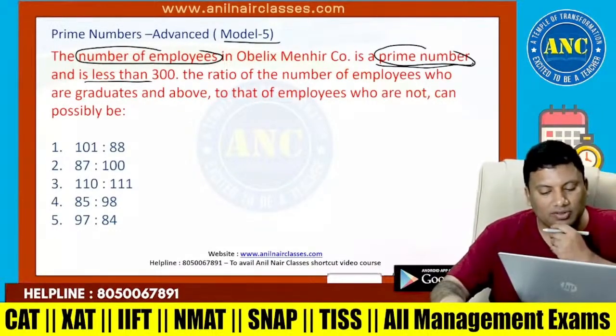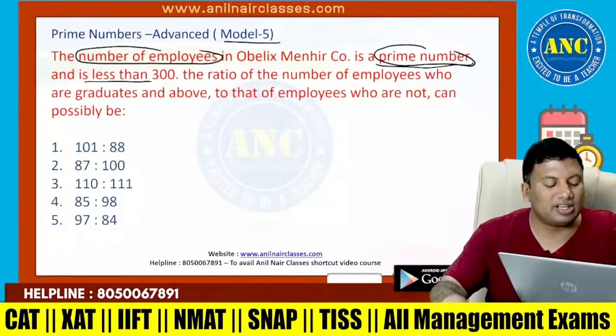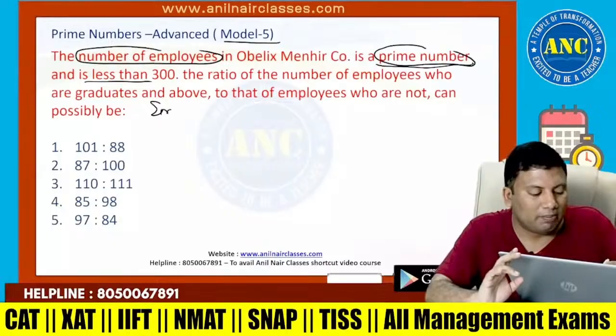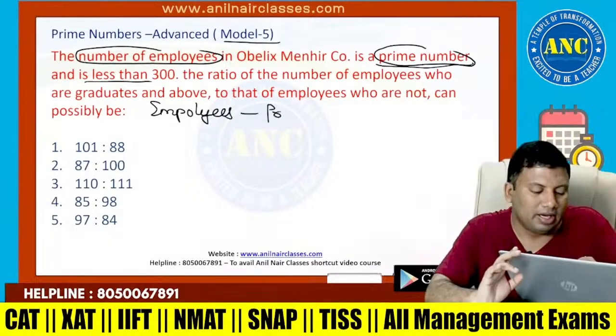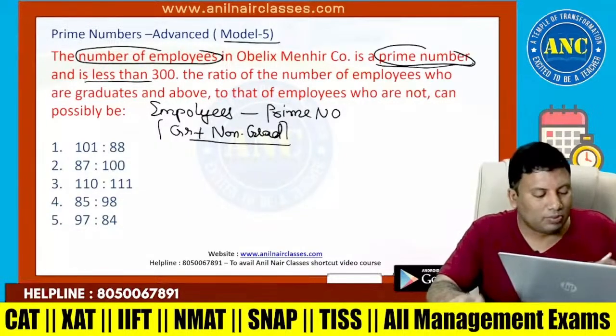The ratio of the number of employees who are graduates and above and that of employees who are not graduates can possibly be. So, total number of employees should be a prime number. And these employees, somebody are graduates and somebody are non-graduates. The sum should be a prime number.